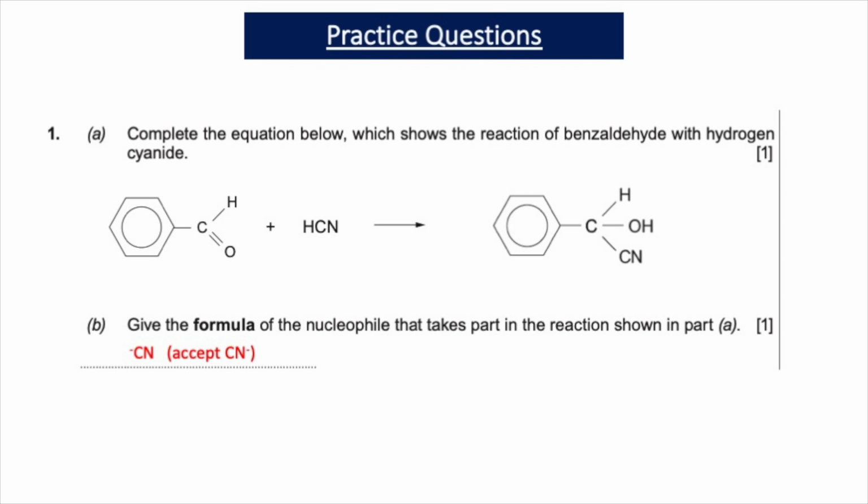And then for part B, you're asked to give the formula of the nucleophile that takes part in the reaction. Well, the nucleophile is CN minus, and you really should put the minus on the carbon, but they did accept it if you wrote CN minus.